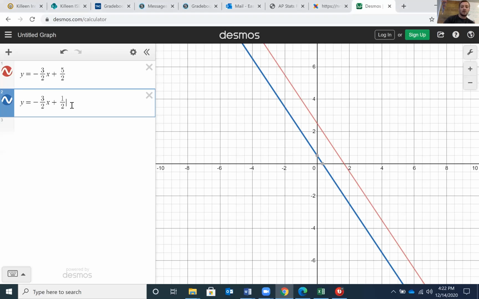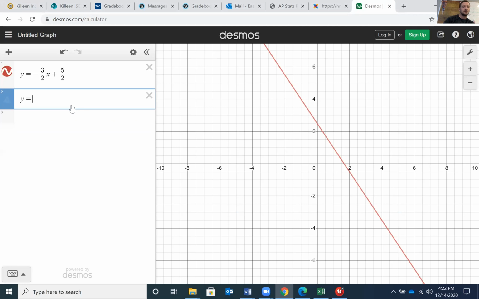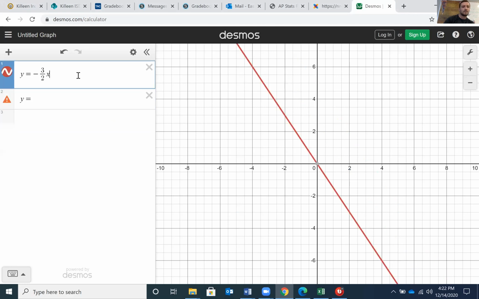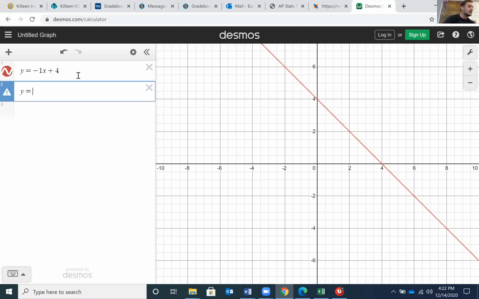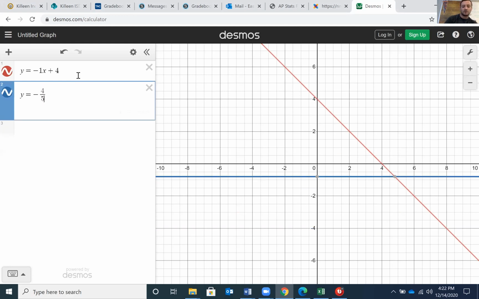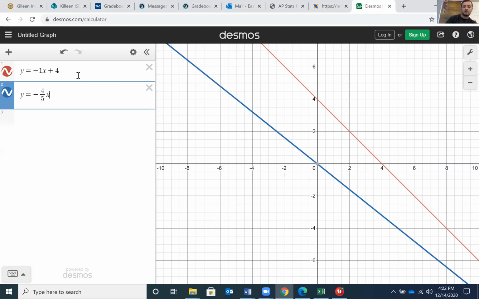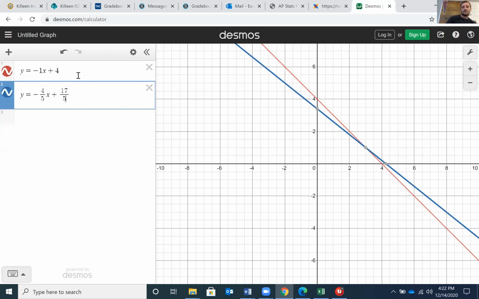Let me get rid of these old ones. Our first equation, when we converted it, was negative 1x plus 4. And our second equation was negative 4 over 5x plus 17 over 5. Where do they cross? This is the point right here. They cross at the point (3, 1). They cross at the point (3, 1). Let's go back and write that down on our paper.